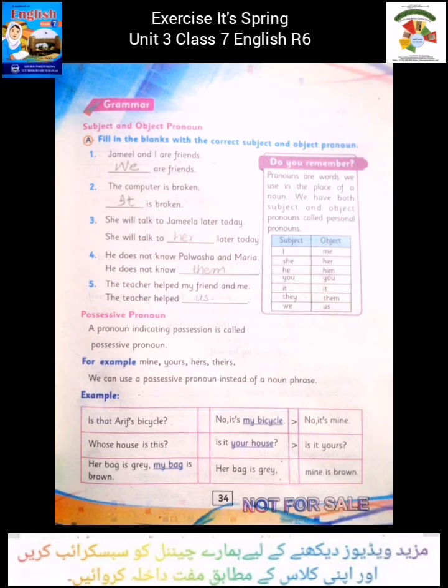Her bag is gray. My bag is brown. Her bag is gray. Mine is brown. My bag is turned into mine. So this is how possessive pronouns are used.